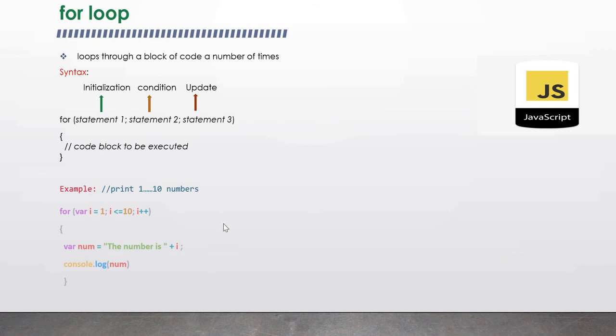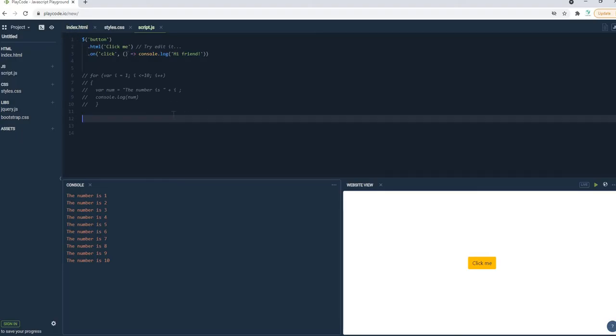So this time let's go to our play code so that we can do some exercise, the same exercise, and see it in a real output. Okay, so we're back to our play code. Here is our for loop. This is the initialization, var i equals 1, i less than or equal to 10, then i plus plus, and then this is the body, where we declare variable num, put this string as well as the value of i, and print on my console.